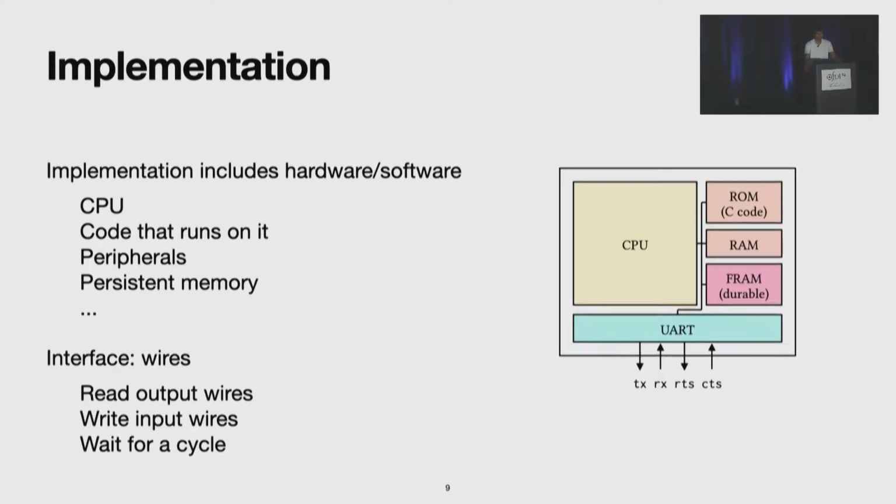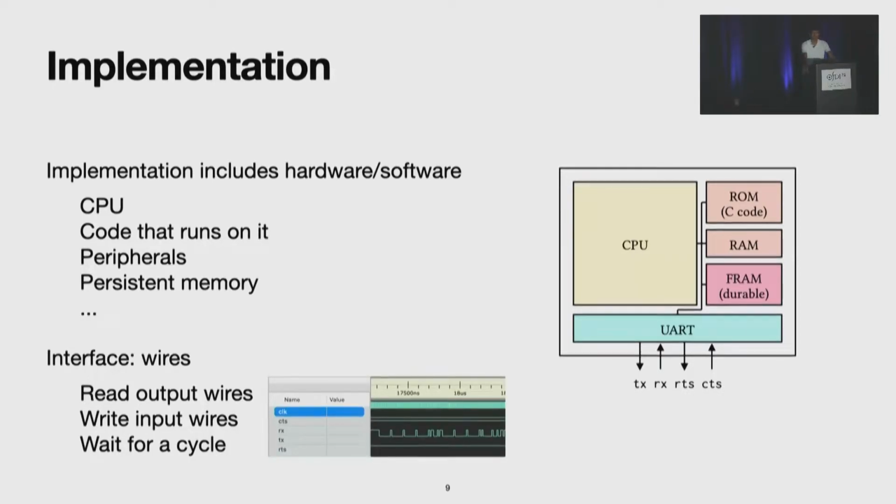This is the HSM, and the interface that the HSM implementation has to the external world is a bunch of wires. From the host machine's perspective, the host is connected to this HSM, and the host can read the logic levels on the output wires, set the logic levels on the input wires, and it can also wait for the HSM to execute. We really are talking about signals on wires here. We're modeling the implementation at a really low level.